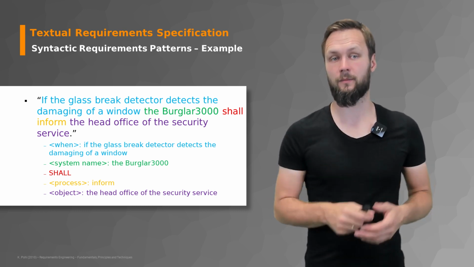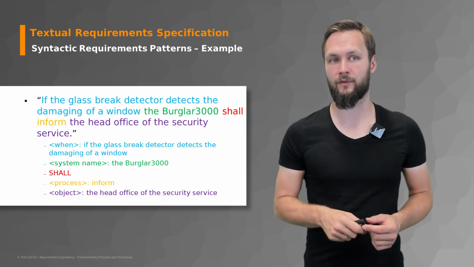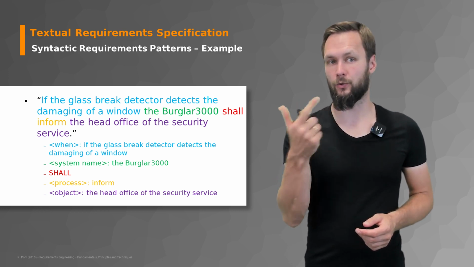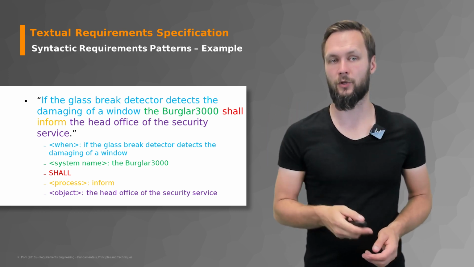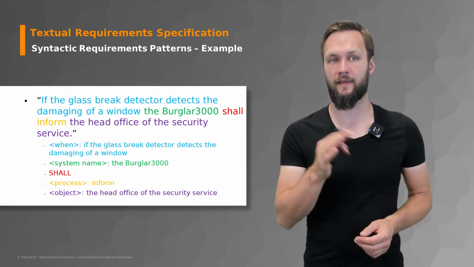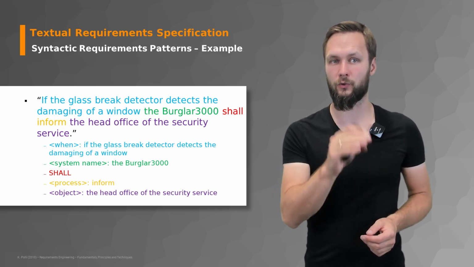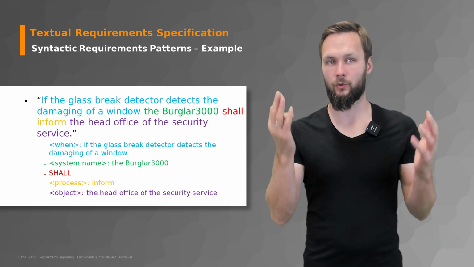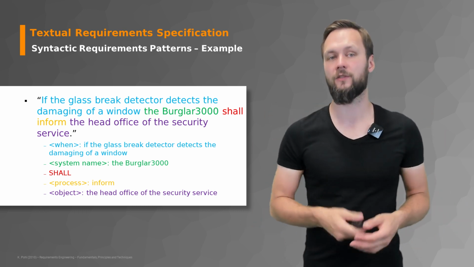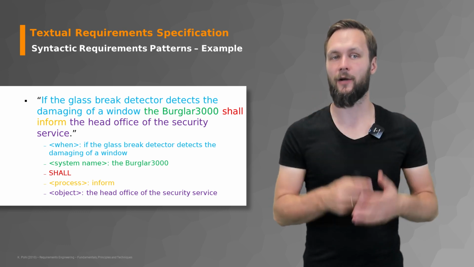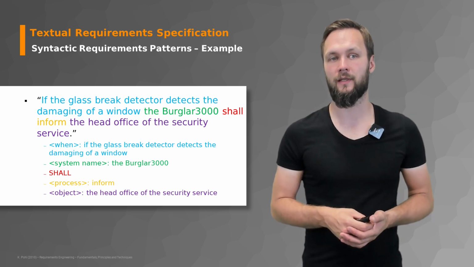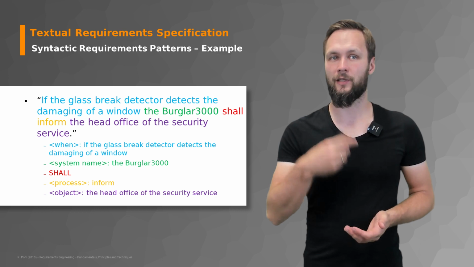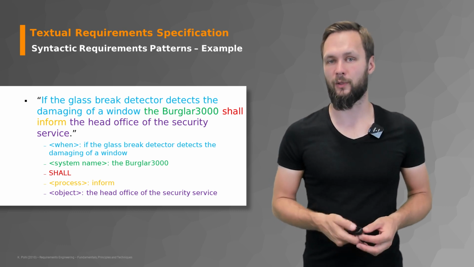Then which system are we talking about? The burglar 3000. Then it's a shall, a should, or a will. No, it's a shall, which also means it's a requirement. And then the process, what is it supposed to do? What's the verb? Inform. And then the object. Who should be informed? The head office of the security service. And this is how you very nicely can use syntactic requirement patterns to properly define a textual requirement.